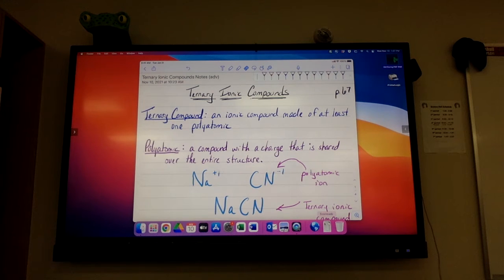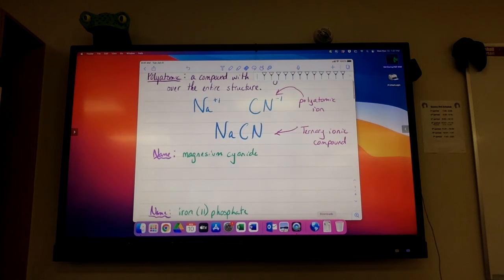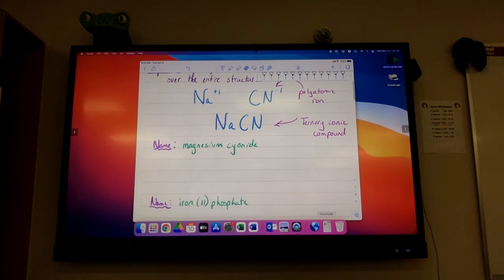If the second term is called the polyatomic, is the first term called? That's just the metal. I think you accidentally blew my mind. All right, so a ternary ionic compound by default will have at least one polyatomic, because it has to have more than two different kinds of elements.